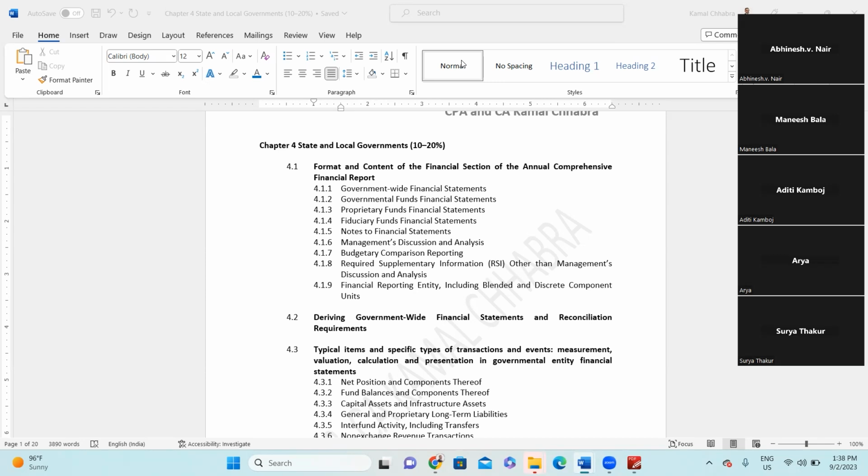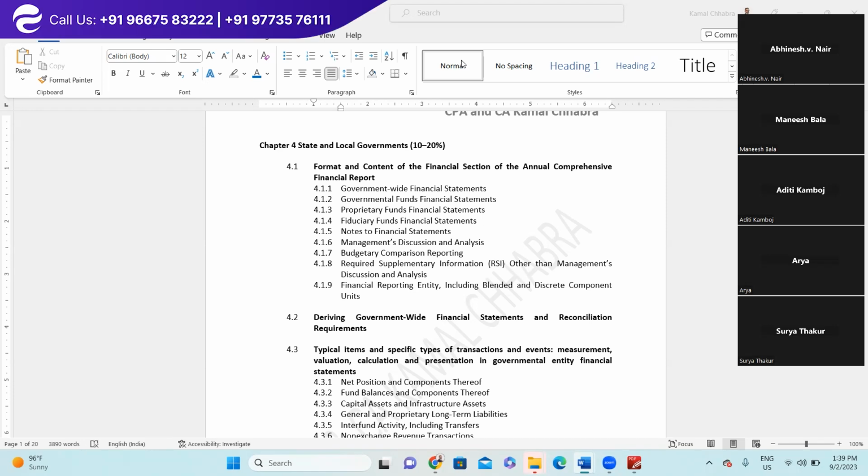In addition to that, we'll be studying required supplementary information. Required supplementary information is not a mandatory part of the financial statement, but it is additional information which the respective government entity wishes to give to the users of the financial statement, right? The last one is the financial reporting entity, including blended and discrete component units. You need to give disclosure for each component which is material and significant, right? We'll learn all this in state and local government.